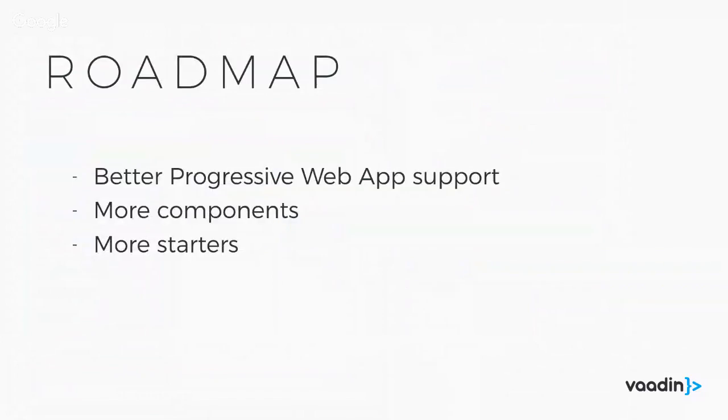The following things that we have on our roadmap once we get Vaadin out and shipped is even better support for building progressive web apps and really the next generation mobile web apps. We have a bunch of new components in the pipeline and some more application starters in addition to the ones that we already have to make it really fast to bootstrap any kind of new project.